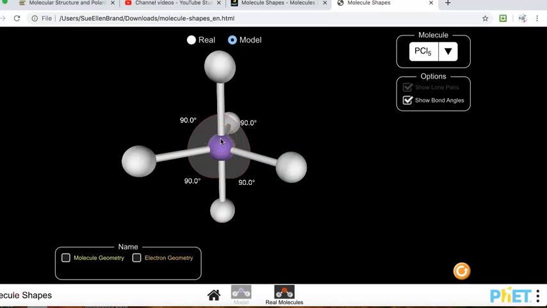So trigonal bipyramidal means trigonal is the base. You have a base of 3 atoms. And then if you drew lines to this top atom here, it would look like a little pyramid. Okay, and you have that case on both sides. So you have a pyramid at the top, and then you would have a pyramid at the bottom, again with these 3 being the base. So trigonal bipyramidal, 2 pyramids, one on top, one on bottom.